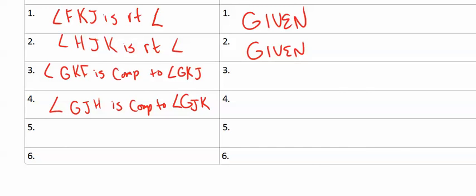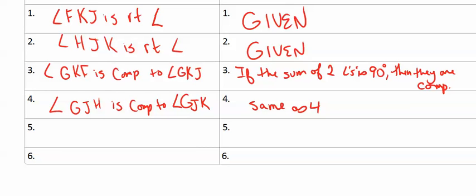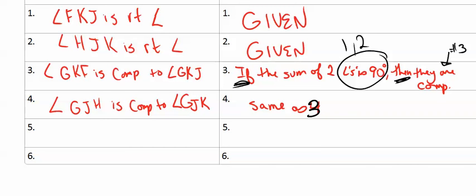The reason is going to be just the definition of complementary. The reasoning: if the sum of two angles is 90 degrees, then they are complementary. Please note again how I formatted it. I used the if, then statement to establish it. We know that the 90 degrees, the right angle, is previously established in 1 and 2, and we are using the then part in our statement number 3. We can simply say same as number 3 for our reasoning in number 4.